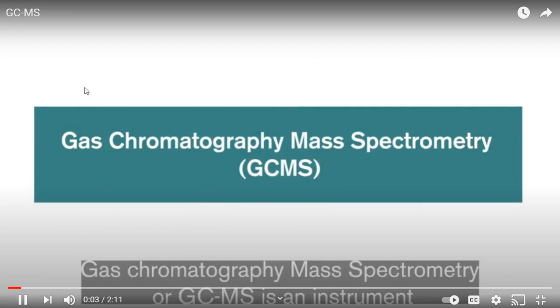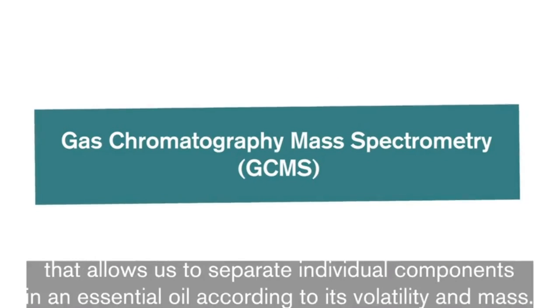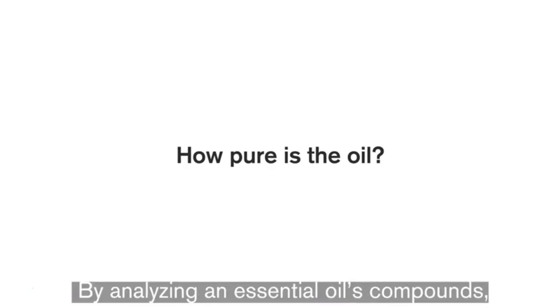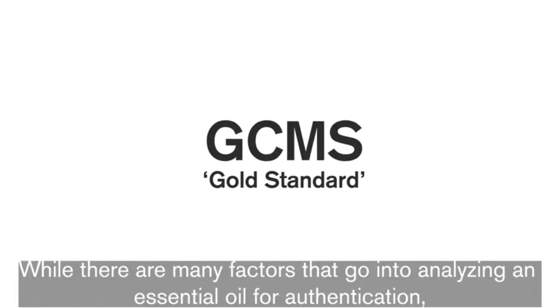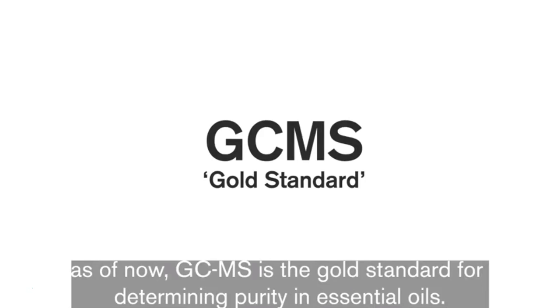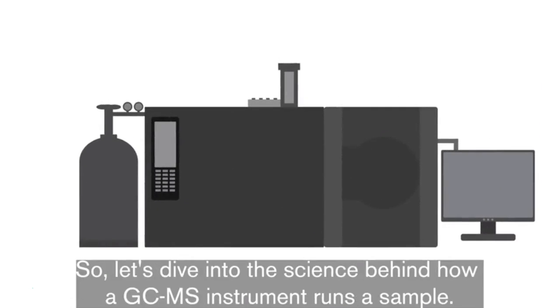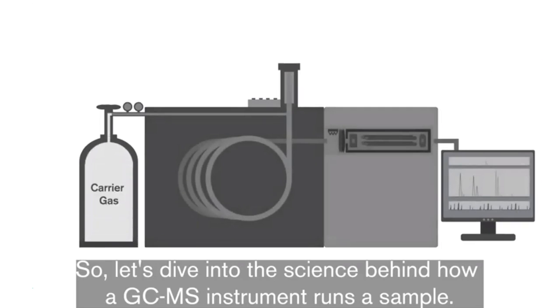Gas chromatography mass spectrometry, or GCMS, is an instrument that allows us to separate individual components in an essential oil according to its volatility and mass. By analyzing essential oil compounds, a trained chemist can identify whether or not the oil is pure. While there are many factors that go into analyzing an essential oil for authentication, as of now, GCMS is the gold standard for determining purity in essential oils. So, let's dive into the science behind how a GCMS instrument runs a sample.